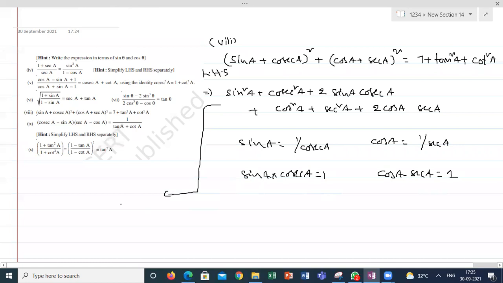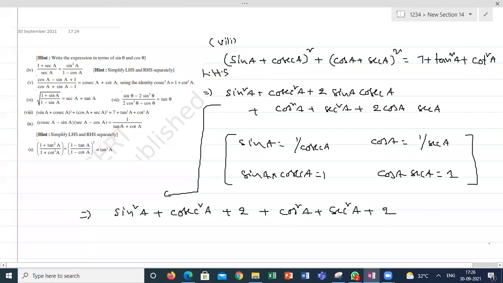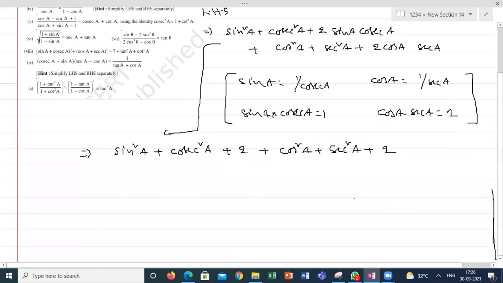So my LHS will become sin square A plus cosecant square A plus 2, plus cos square A plus secant square A plus 2. Again, I am using 3 formulas here. One is sin square A plus cos square A is 1. Cosecant square A can be written as 1 plus cot square A, because the right side has cot and tan only. Secant square A can be written as 1 plus tan square A.